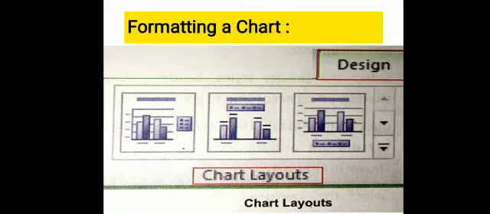First one, how to modify chart layout. First you have to select the chart, then click on the design tab. Scroll through the chart layouts options; here in chart layouts, a more drop down arrow is there. You have to click on it, and the available chart layouts will appear on your screen. You have to select the required chart layout.